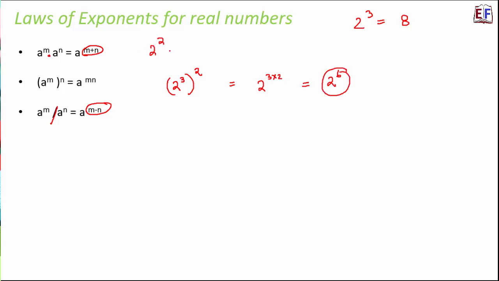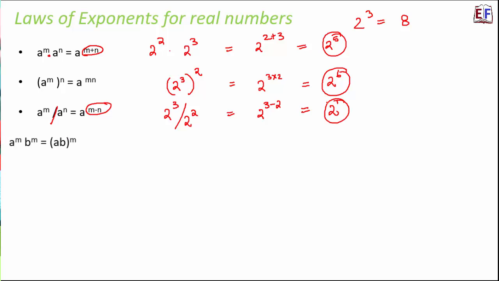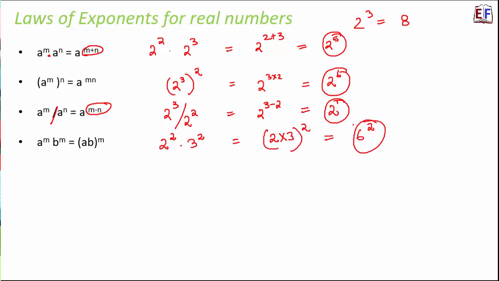Right? If you have 2 to the power 2 into 2 to the power 3, that is actually 2 to the power 2 plus 3, that is 2 to the power 5. If you have 2 to the power 3 divided by 2 to the power 2, that is equal to 2 to the power 3 minus 2, which is equal to 2 to the power 1. And finally, a to the power m into b to the power m. For example, if you have 2 to the power 2 multiplied by 3 to the power 2, that actually means 2 into 3 to the power 2, which is equal to 6 to the power 2. So these are the 4 laws which you need to remember.